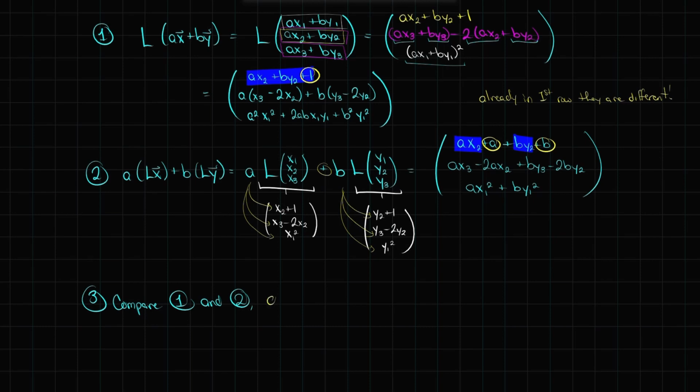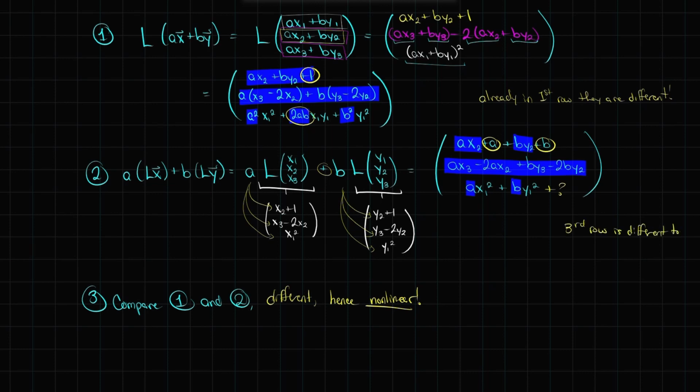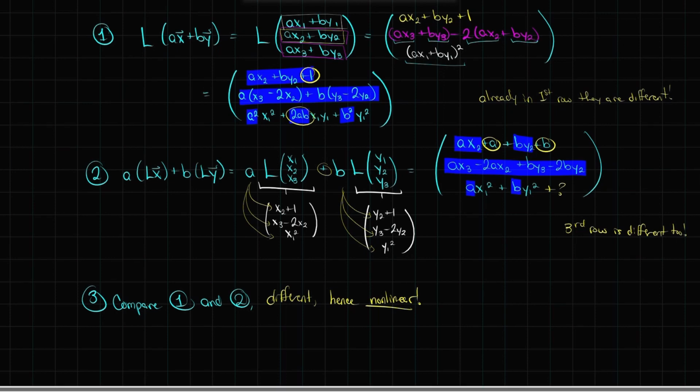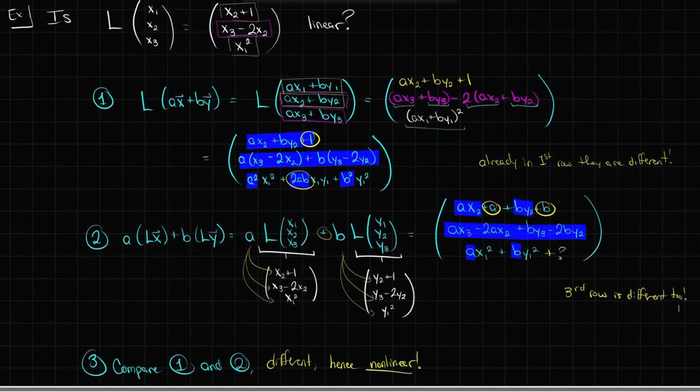That's good enough to say different, hence nonlinear. However, I could look at my second row, and in fact they are the same on the second row, but even if I look at the third row, a squared and b squared, and 2ab, and there's really no 2ab even in the third row. So actually both the first and the third row are different too. So only the second rows agree, and if any of them disagree, then we are nonlinear.